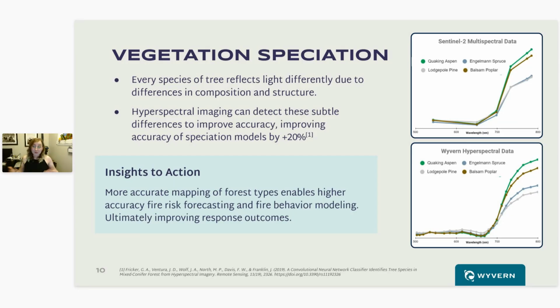And so what does it mean, speciation and forest structure and forest fuel types? Well, the more accurately you can map fuel types, the more accurately you can map your forests, and understanding your forests means more accurate weather and behavior modeling, ultimately improving response outcomes.